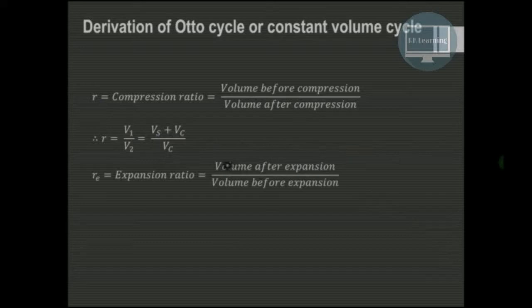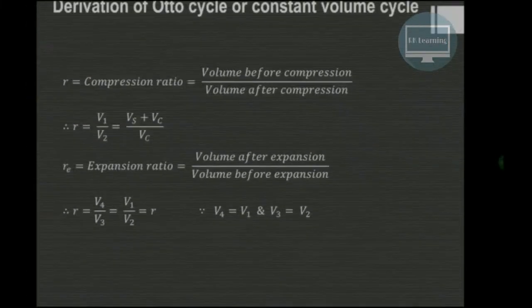Expansion ratio is defined as the ratio of volume after expansion to the volume before expansion, and volume after expansion is V4 and volume before expansion is V3, but V4 is equal to V1 and V3 is equal to V2. So we can say that in case of Otto cycle, the compression ratio and expansion ratio both are same. Now let us start with the derivation of this air standard efficiency for Otto cycle.